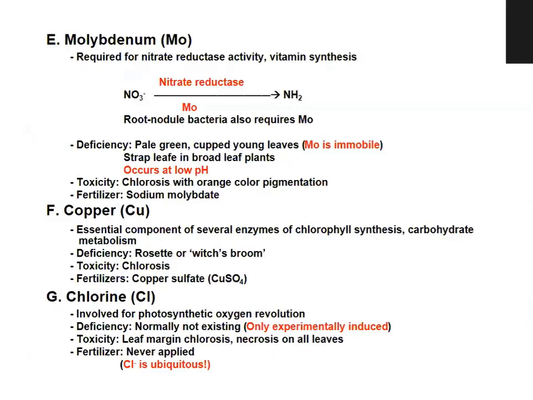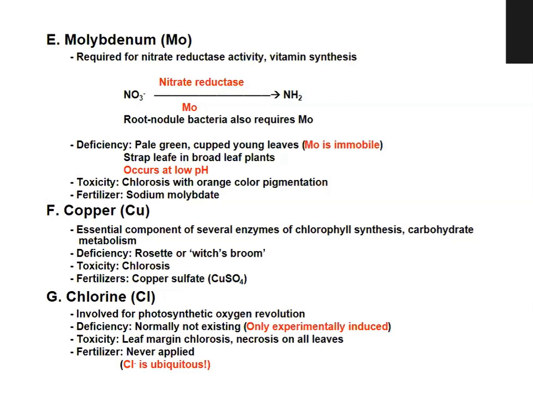Okay. The next micronutrient is molybdenum. The role of molybdenum: it is required for nitrate reductase activity and vitamin synthesis. What is nitrate reductase? It is the conversion of nitrate form into ammonium form, NH2 form. Root nodule bacteria also require molybdenum.